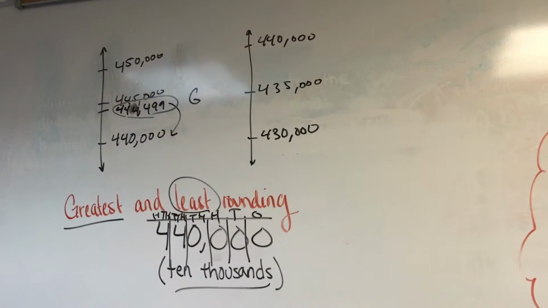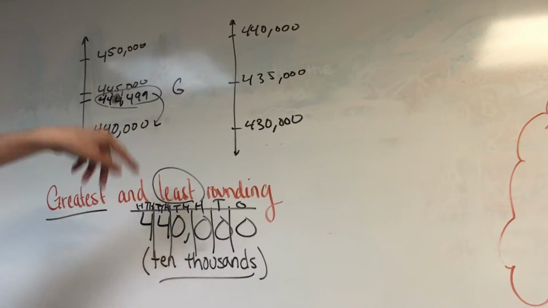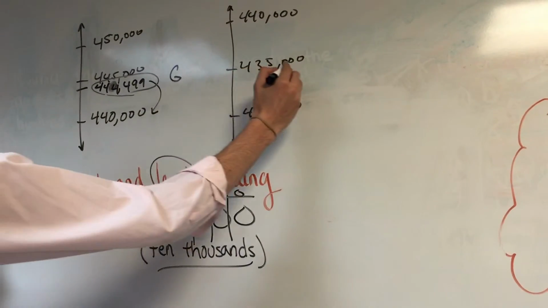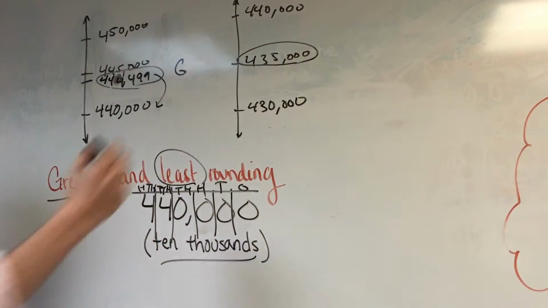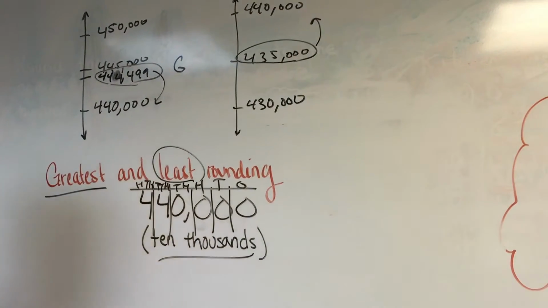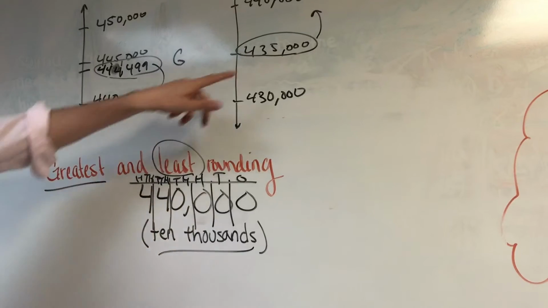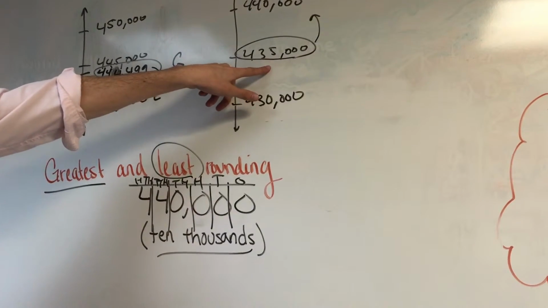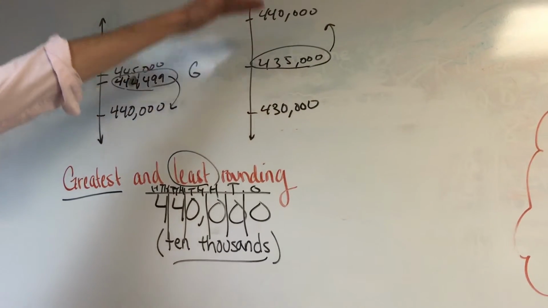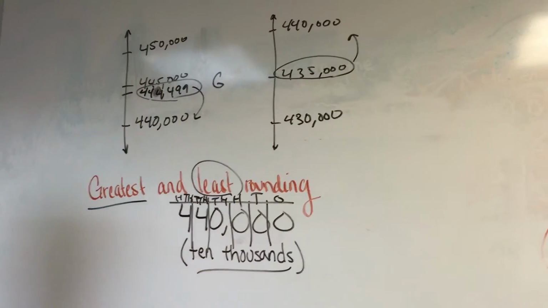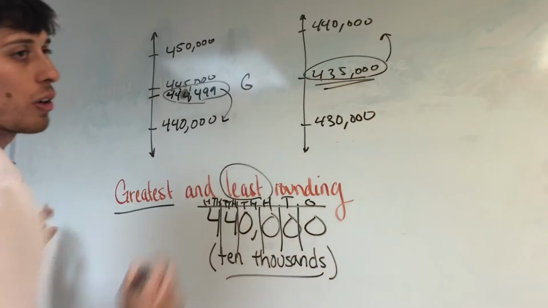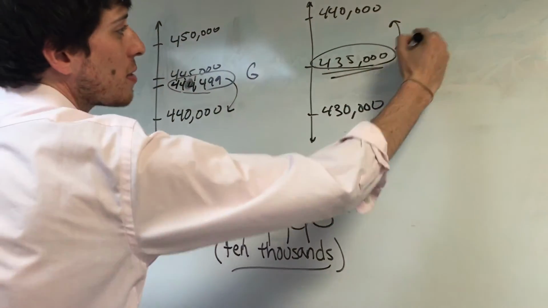Now, this one's actually a little bit easier. I'm trying to think about my number that's my least. I actually know that 435,000 does round up to 440,000. If I pick a number smaller than this, it actually would be too small. And any number bigger, I can think of one that's a little bit smaller. So 435,000 is the number that's my least.